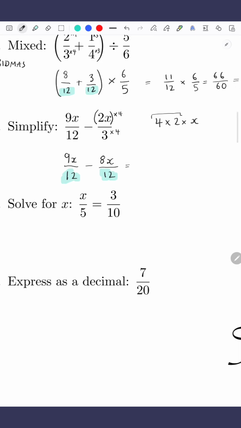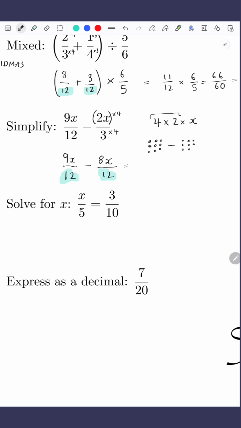Wow, here's a new thing. This is dealing with algebraic expressions. So 9x's take away 8x's. You can say that an x is like an x because it's the same letter. What does that look like? It's 9 take away 8. Okay, each of these little dots are x. So you've got 9 of them, take away 8 of them. How many x's do you have? You've got 1x, haven't you, right? So you don't write 1x, you can just write x on its own, but you can write 1x, I suppose. And you keep the same denominator, so it's out of 12.